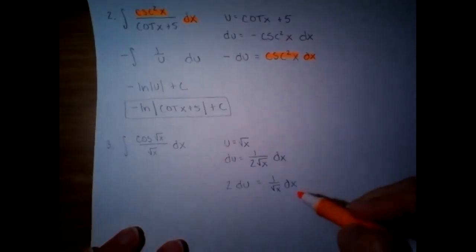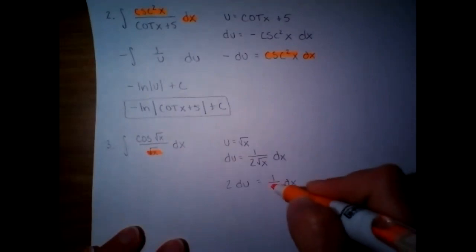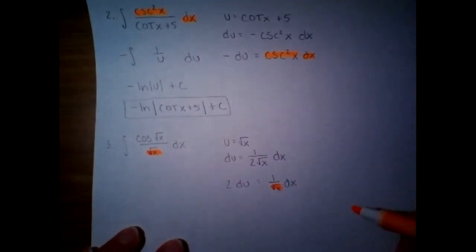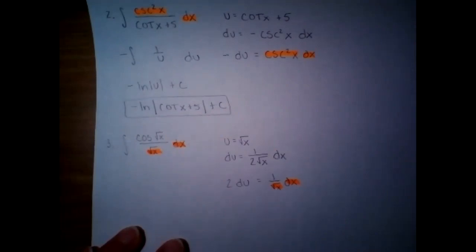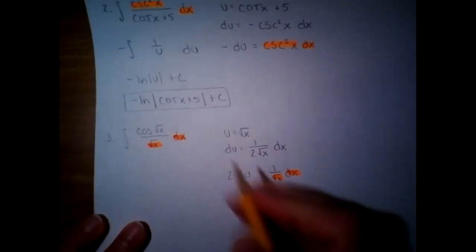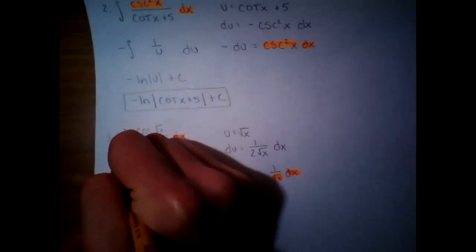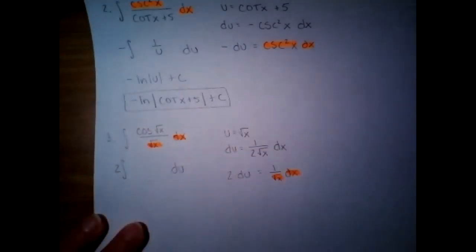All right, so the square root of x in the denominator, that matches that 1 over square root of x, and then the dx. And so in its place, we're going to put 2 du. And so again, whatever you didn't highlight is still there, which is cosine of u.